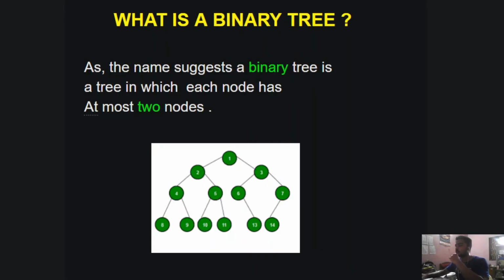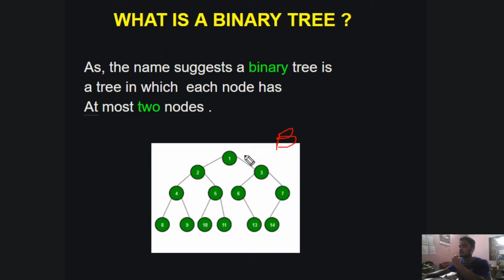Okay, so now let's see what a binary tree is, right? As the name suggests, binary means two. What it corresponds to is that every node in a binary tree has at most two children. It can't have more than two. So it can have zero nodes, it can have one node, it can have two nodes, but never more than that. So if we see this tree here, this tree is a binary tree.